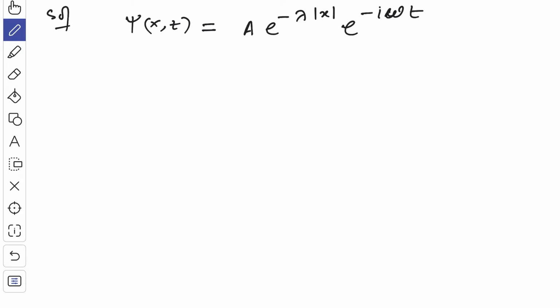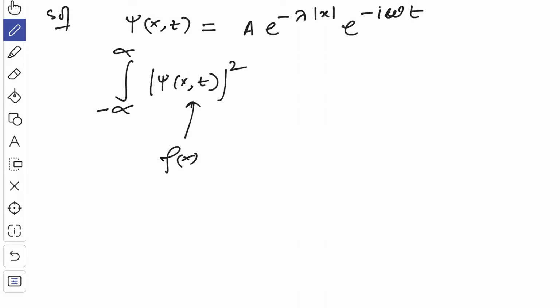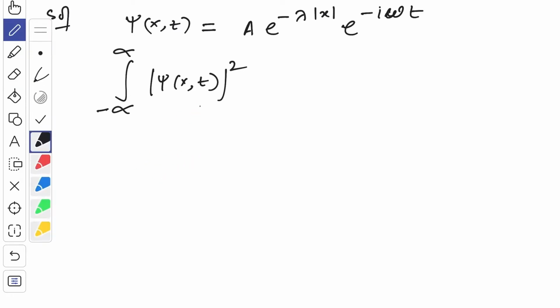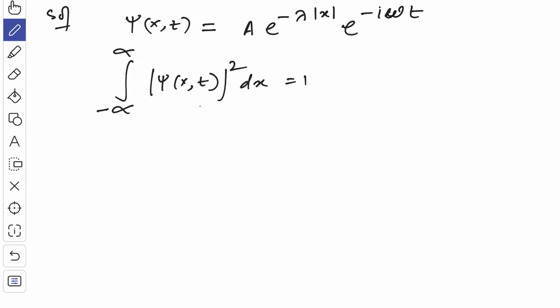So here you see, what is the normalization condition? That is integral from minus infinity to plus infinity of the probability density, into dx, is equal to 1. This represents probability density. In the previous problem we used rho of x, and the same thing represents here.